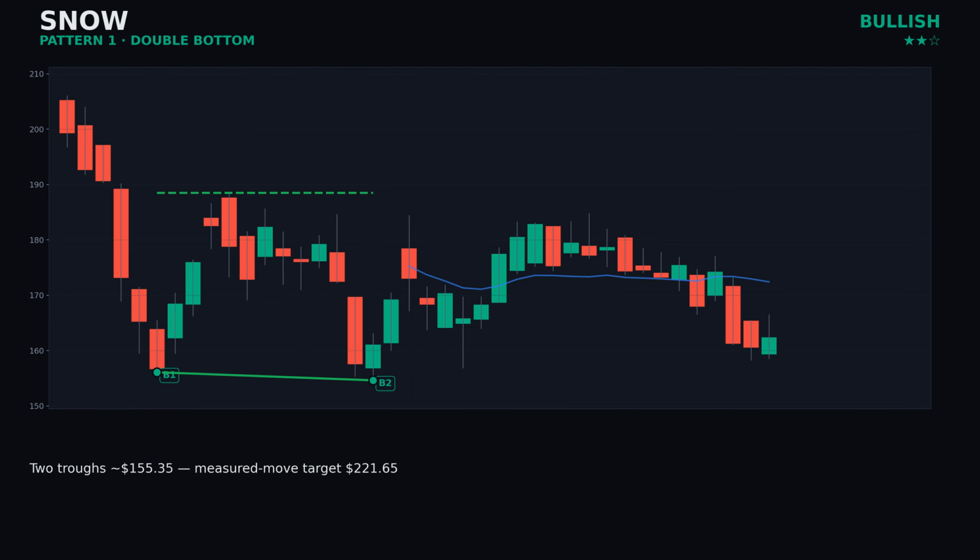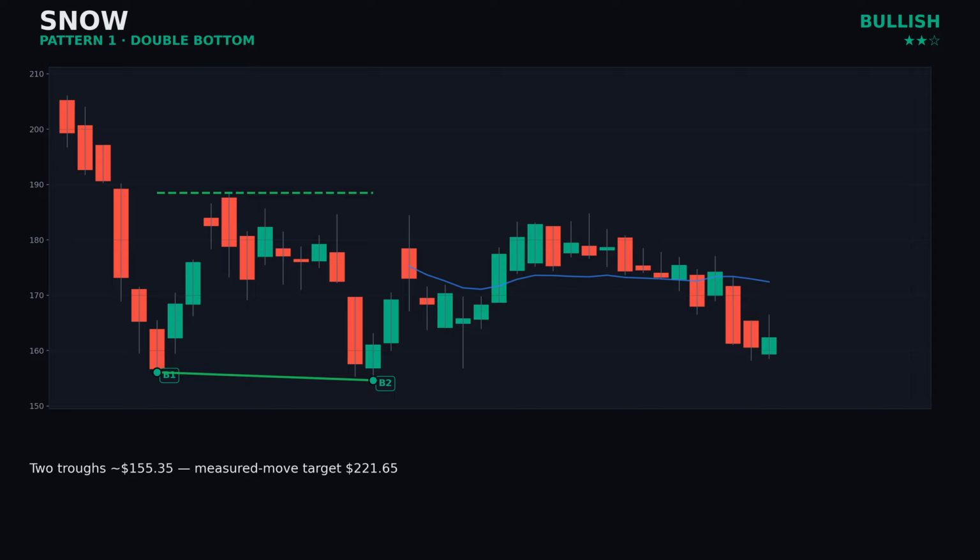Pattern number 1, this is the double bottom. It's a bullish formation with 2 out of 3 strength. 2 troughs at $155.35. Measured move target 221.65. You can see on the chart exactly where the key swings line up. That's what confirms the structure, not just my word for it.